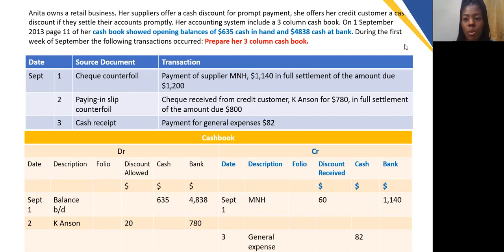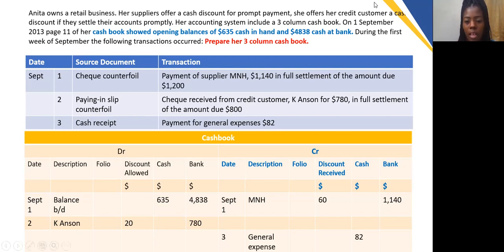Payment of supplier. So she paid her supplier via a check and full settlement of the amount due. So the amount due was 1,200. However, she paid 1,140 in full settlement, which means she got a discount. So how do you record that?